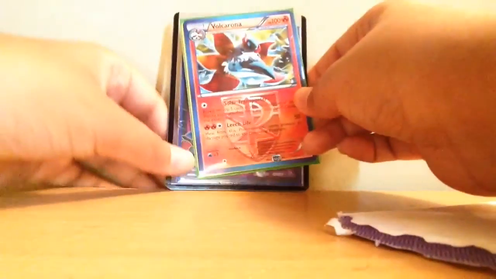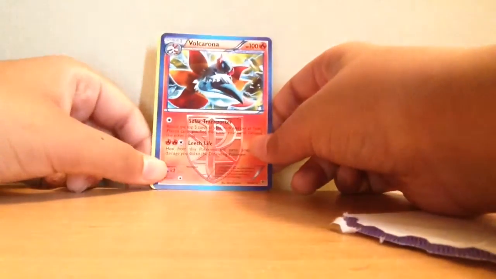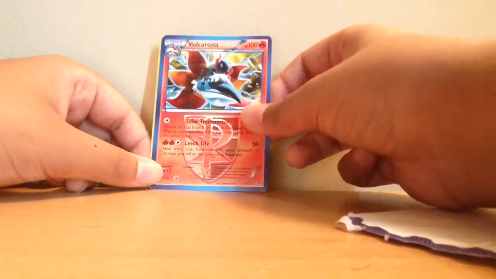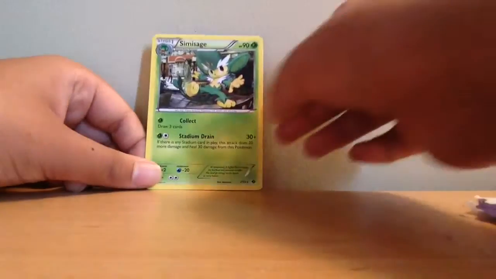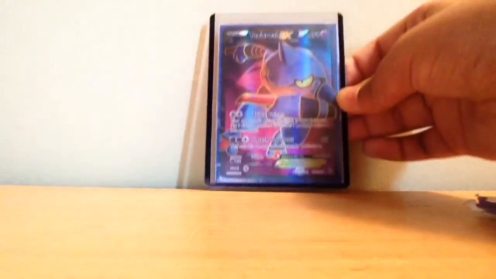Well, he threw in... Here are the extras. I'm going to take them out real quick. So, he threw in a Volcarona. Hopefully, I pronounced that right. And a Simisage. And the original trade was for my Kangaskhan EX Fa for his Toxicroak EX Fa, which is really cool. Looks really nice.